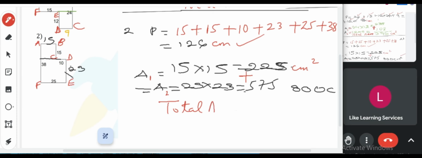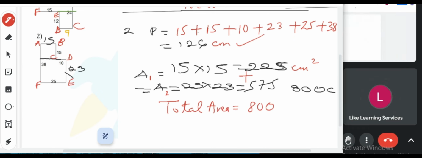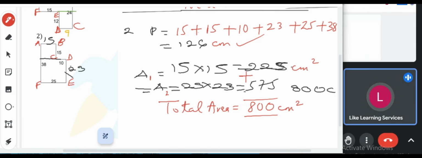800. All right. This is where it got a little bit harder. Beautiful. Okay, 800 centimeters squared. Yes, sure. All right, so mark, that's correct.